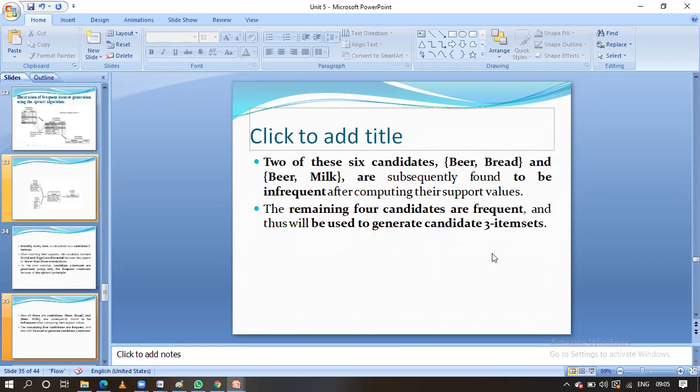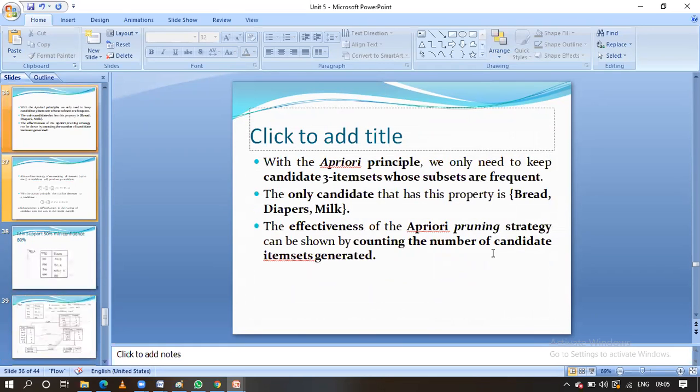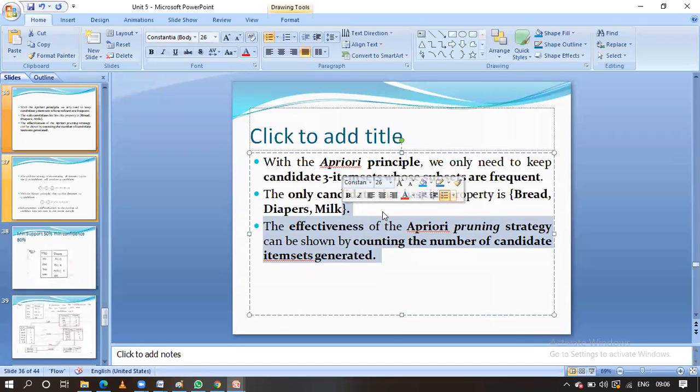Candidate 3 item set. We have already explained how we are going to generate the candidate 3 item set. In that, only one item set, bread, diapers, milk, obeys the minimum support count. We are going to use this frequent item set for rule generation.